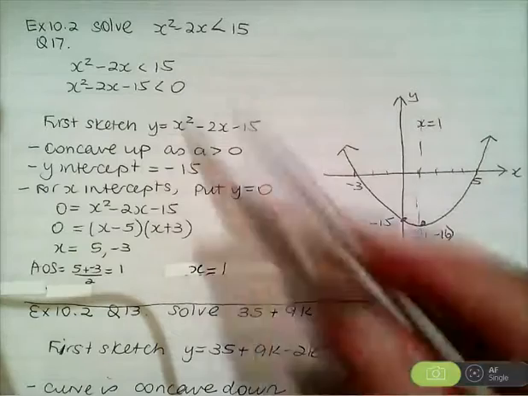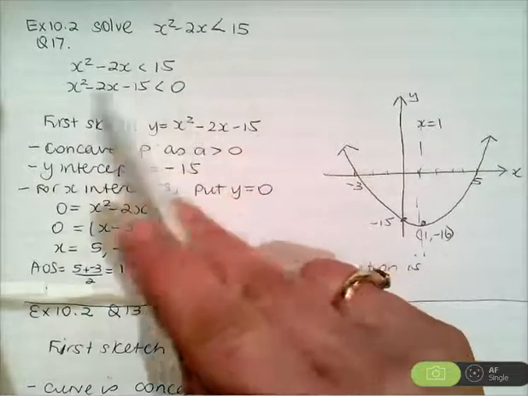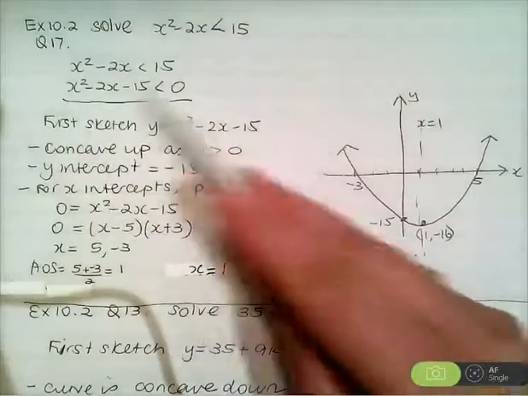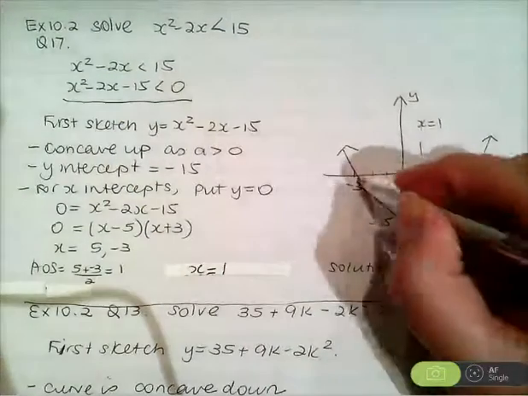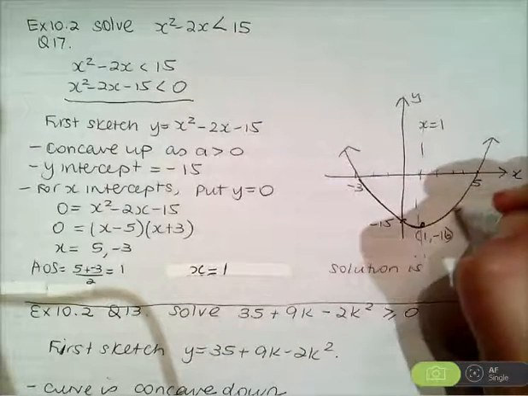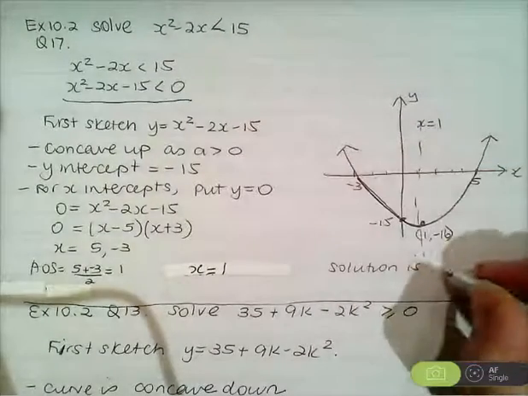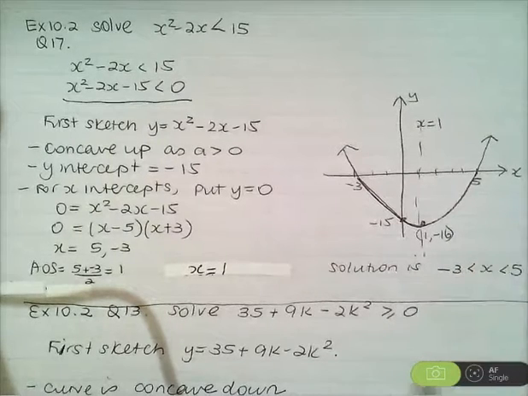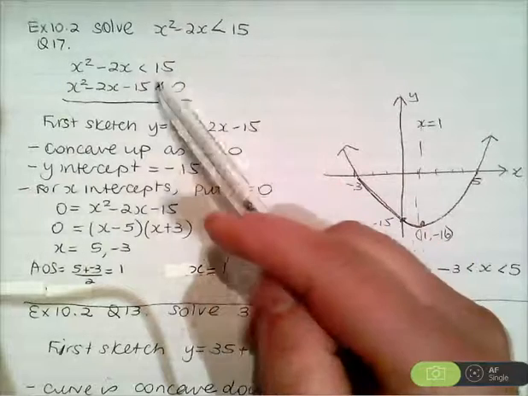So the question is to solve that. Now, because we took the 15 over to the other side, we're actually really solving this. This is our question now. So where is this less than 0? Where is this parabola less than 0? And it's less than 0 for all of these x values in here. So the solution will be that x lies between -3 and +5. We do not put less than or equal to because it's not less than or equal to there, it's just less than.